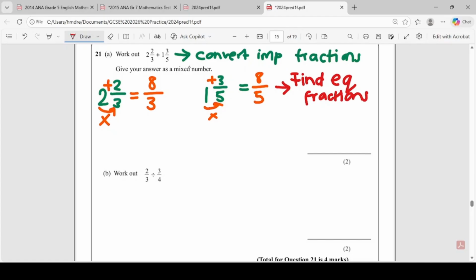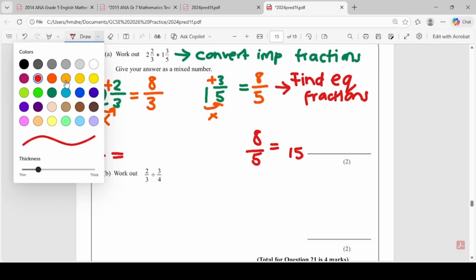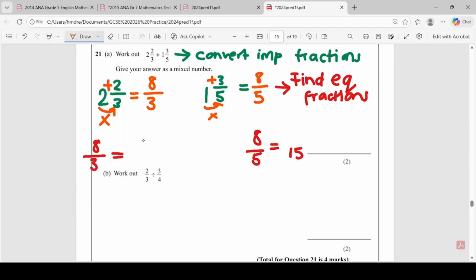So 8/3 and 8/5. We need to make it a number that is a multiple of 3 and 5, so that would be 15. We're going to write both of these as something over 15. When you're converting to equivalent fractions, you always just see what you did to the bottom, and you do exactly the same thing to the top. Okay, so we want both of these to be over 15.